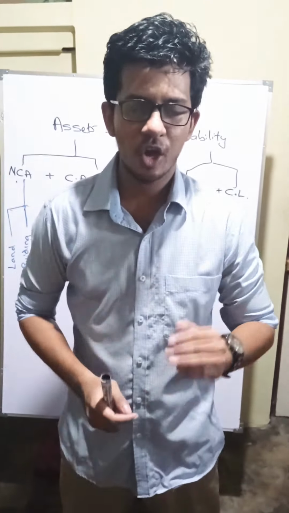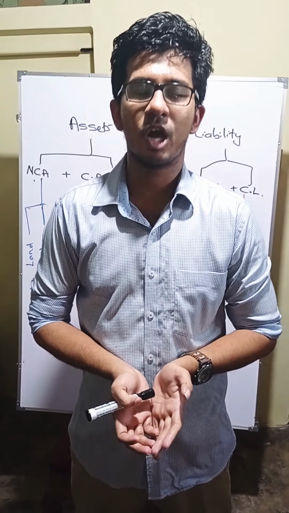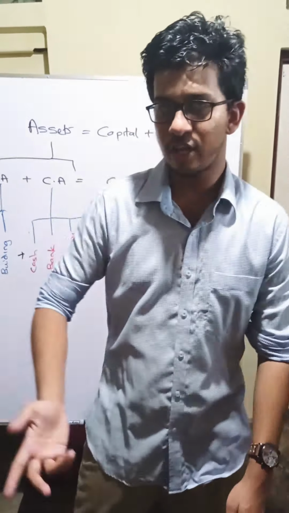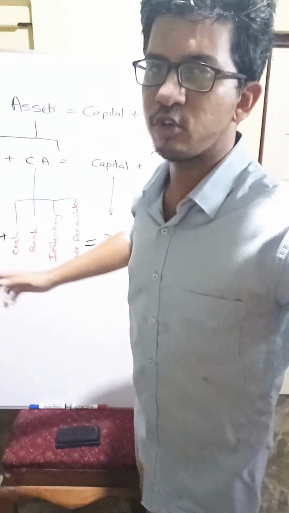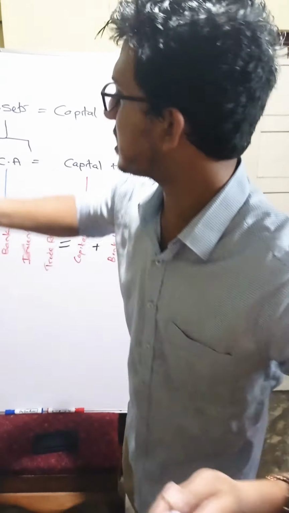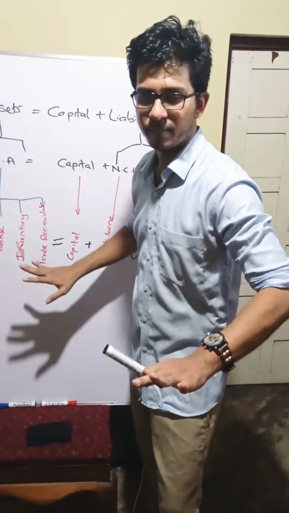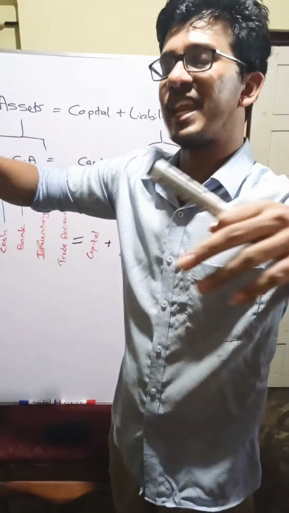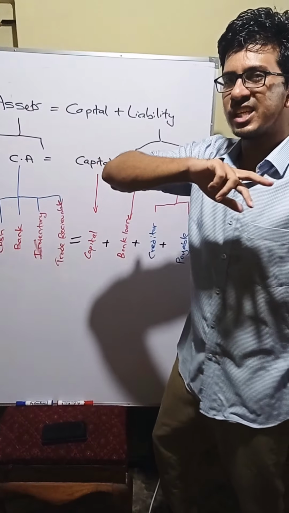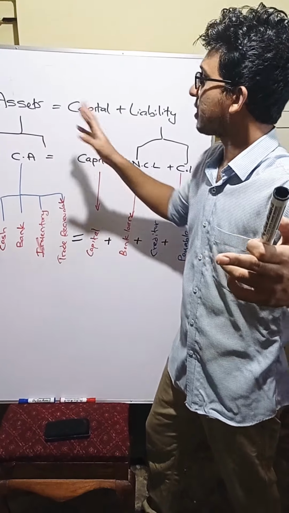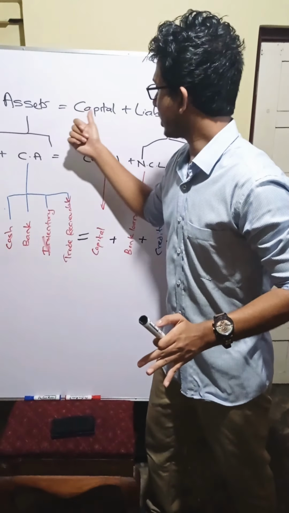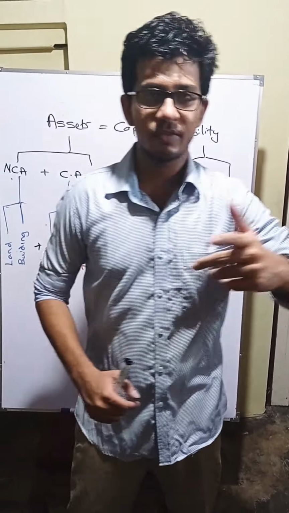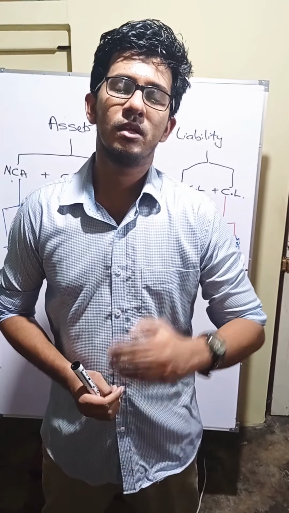In my previous video, I introduced you to the accounting equation. That means I showed you how the accounting equation is built: assets equal capital plus liability. Only if the owner invests money in the business, assets will be equal to capital. In addition to the owner, if any outside party also invests money in the business, like a bank loan, then assets will be equal to capital plus liability. This is what I explained in my previous video.